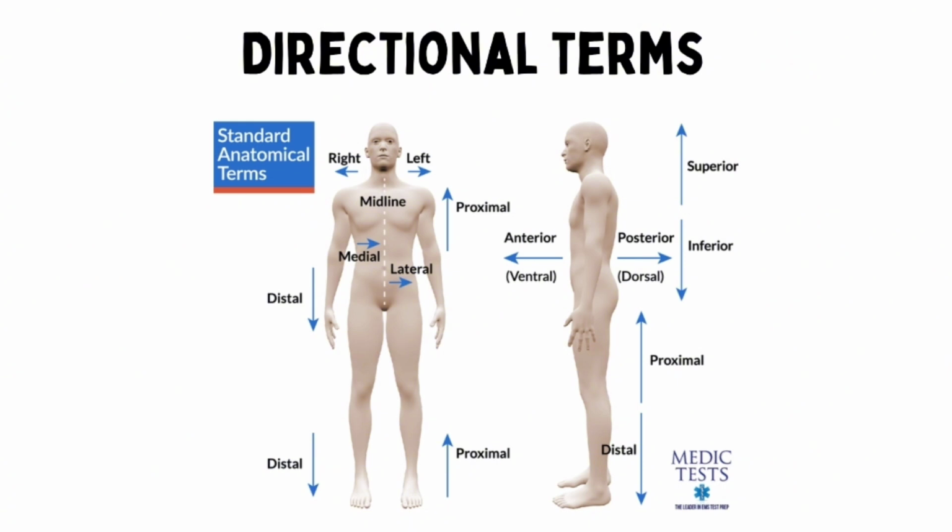It's ipsilateral if it's on the same side of the body as another structure, and if it's on the other side, it's called contralateral. Superficial or deep, depending on the depth at which the structure is located, and there are more directional terms that can be observed in the image.